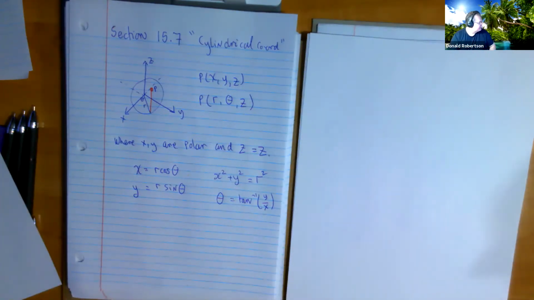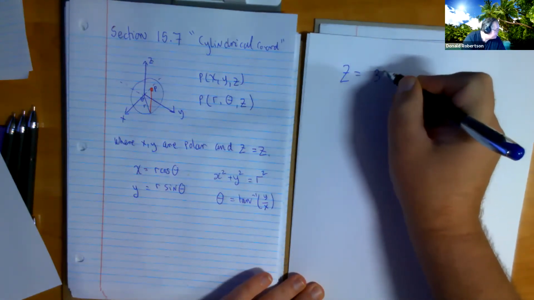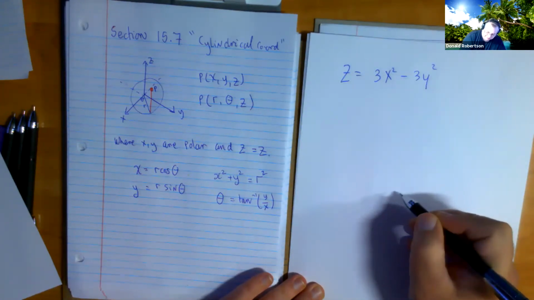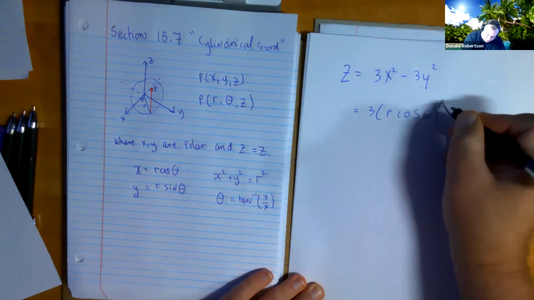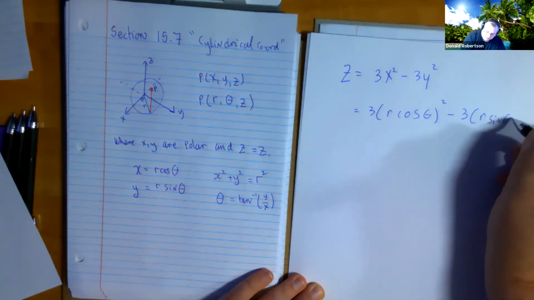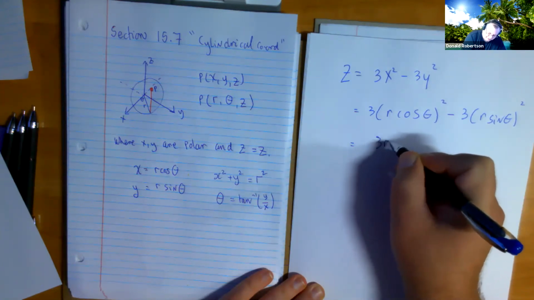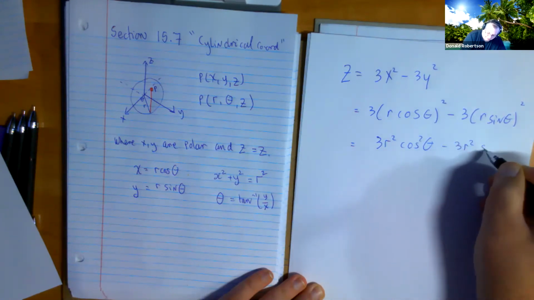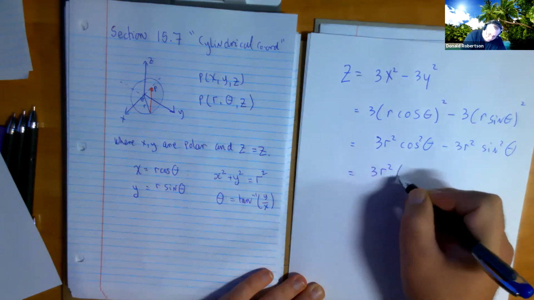What would z equals 3x squared take away 3y squared look like? Well, 3 lots of x squared take away 3 lots of y squared. That becomes 3r squared cos squared theta. Take away 3r squared sine squared theta. Pull out the common factor.